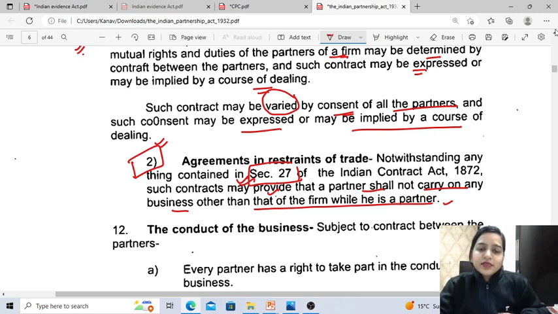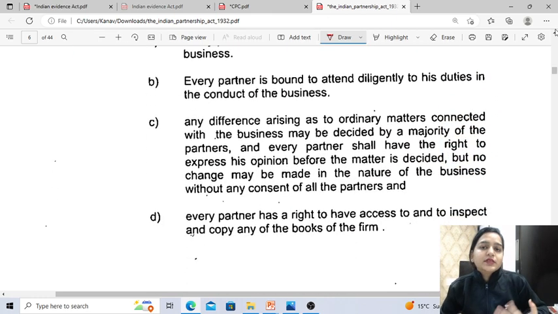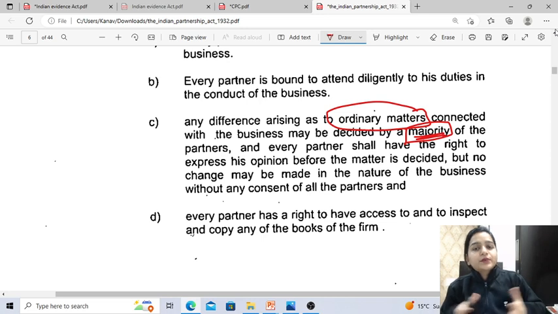So every person has a right to carry on the conduct of the business. If there is any difference that arises in the ordinary matters connected with the business of the firm, then whatever the majority decides, that is the final decision. So if any difference arises regarding ordinary matters, the majority's decision will be final. But if there is a change that needs to be made in the nature of the business, then there everyone's decision is needed.